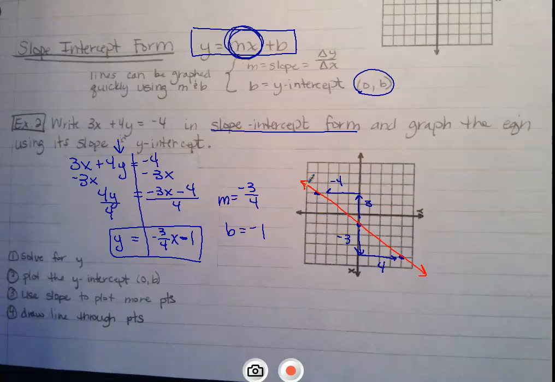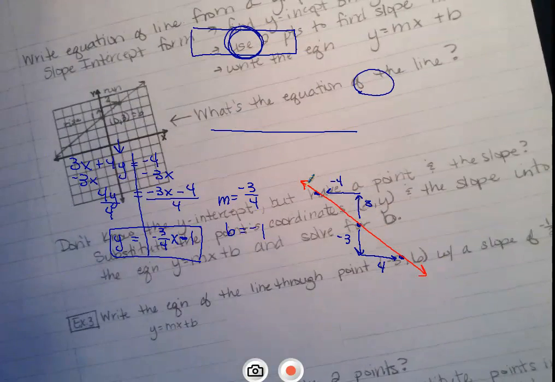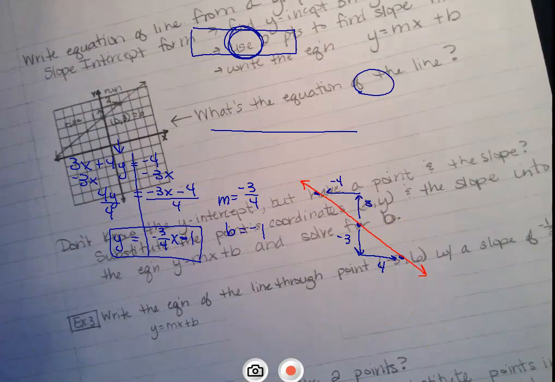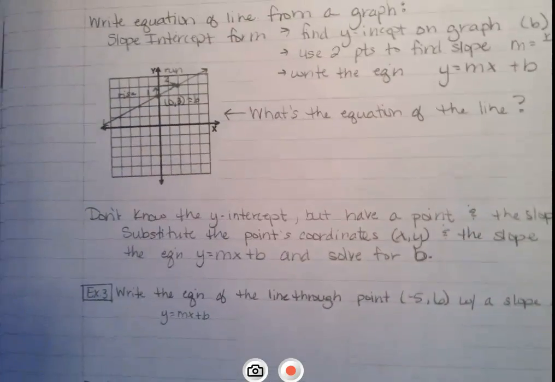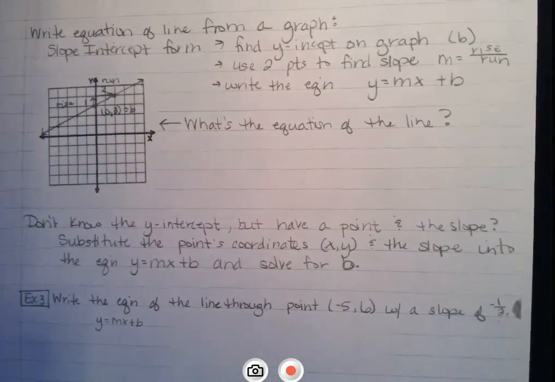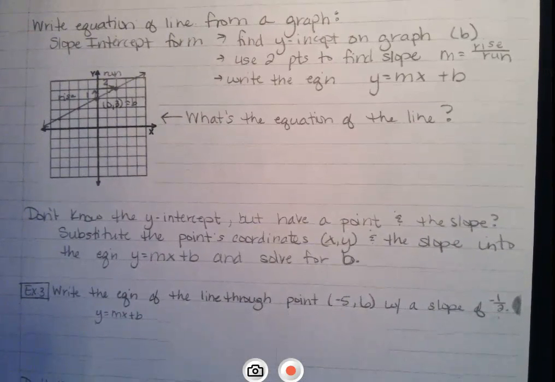Then let's go to the back. We get to write an equation. All right. So write the equation of a line from a graph. We want it in slope-intercept form. So to do that, we're going to find the y-intercept on the graph. Okay. So in here, right, there's our y-intercept. It's where it crosses the y-axis.